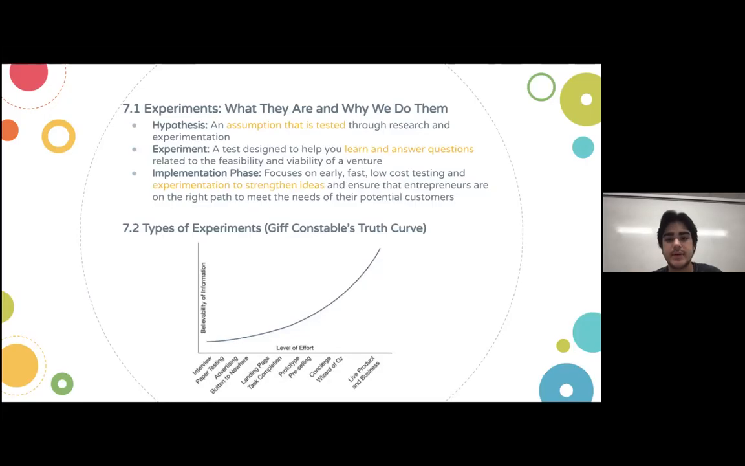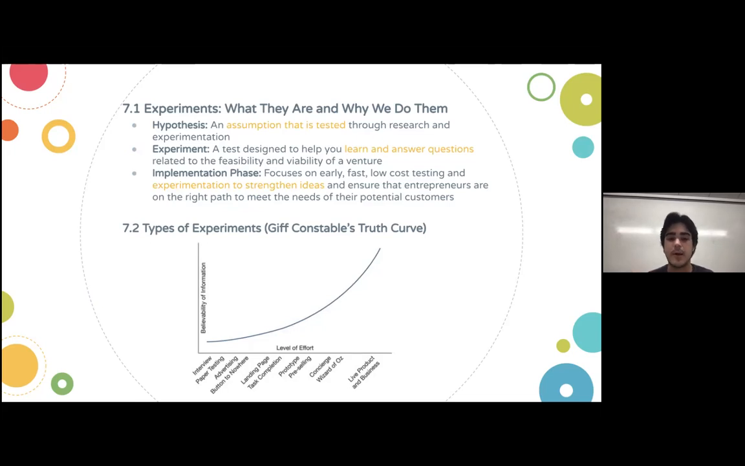Awesome. So going on to chapter 7. This is where we're testing and experimenting the new idea that a venture is trying to create. So first off is the hypothesis. This is any type of assumption that is really being tested through research and experimentation. Once you have the hypothesis, that leads into the experiment. It's a test to help you learn and answer questions related to the feasibility and the viability of a venture. And once you get that experiment set up, you go on to the implementation phase, which is basically low-cost testing and experimentation to really strengthen that idea.